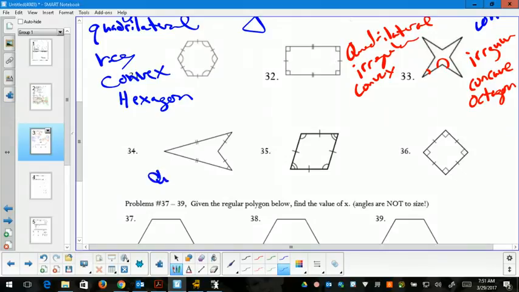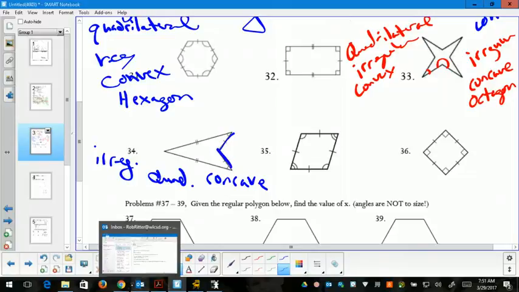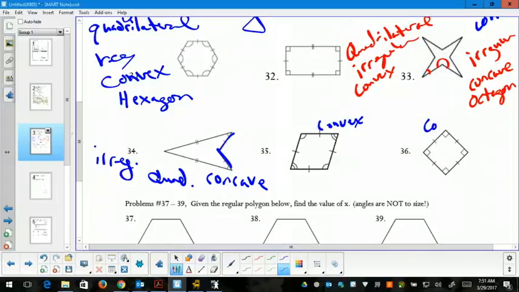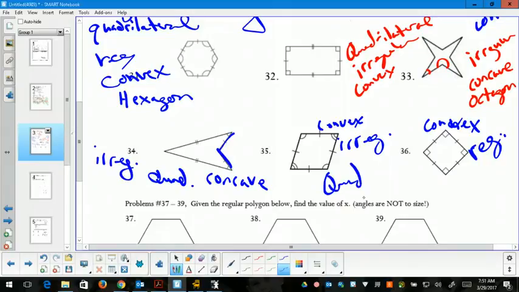This one's a quadrilateral. It is irregular, and it's concave, because this caves in or points into the center. The last two are convex. One of them's regular, because it has all angles exactly the same, all sides exactly the same. This one, the sides are, but the angles aren't exactly the same. So it's irregular. This is a quadrilateral, specifically a rhombus. This is a quadrilateral, specifically a square.